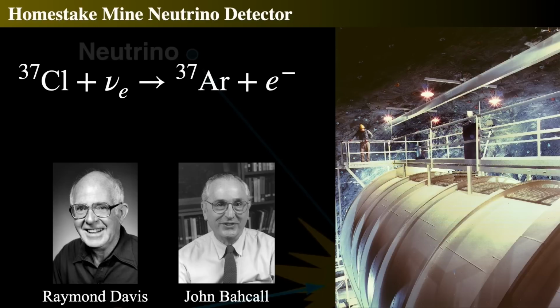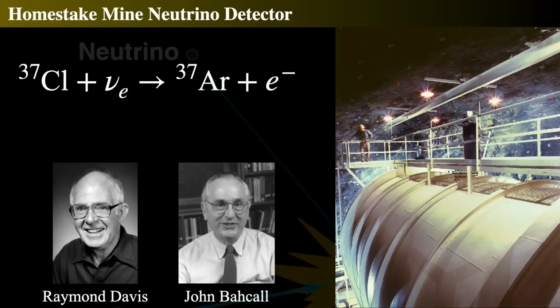Davis's experiment filled this 100,000-gallon tank with dry cleaning fluid, which contained the chlorine needed. Some of the chlorine in the solution would extremely rarely react with an incoming neutrino to form argon-37. Now, this reaction has a threshold energy of about 800 kiloelectron volts, so the Homestake Mine detector was sensitive only to solar electron neutrinos from the proton-proton chain and couldn't detect any other neutrino flavors.